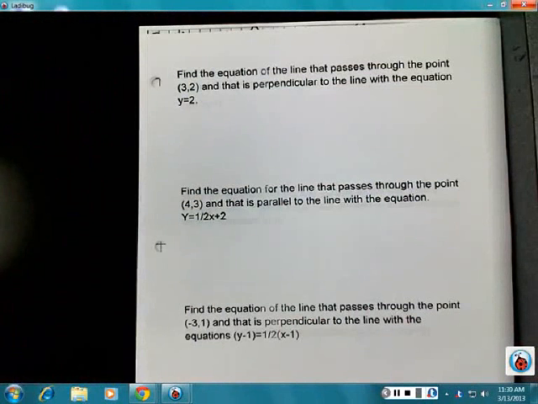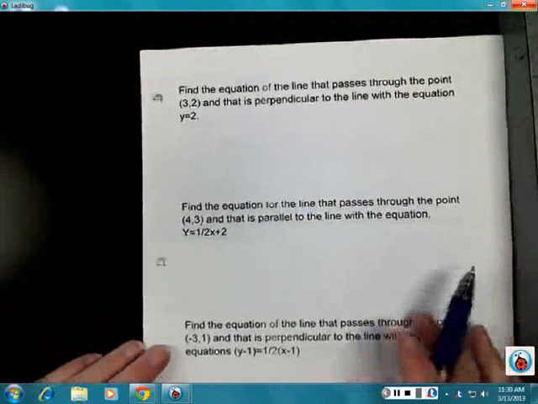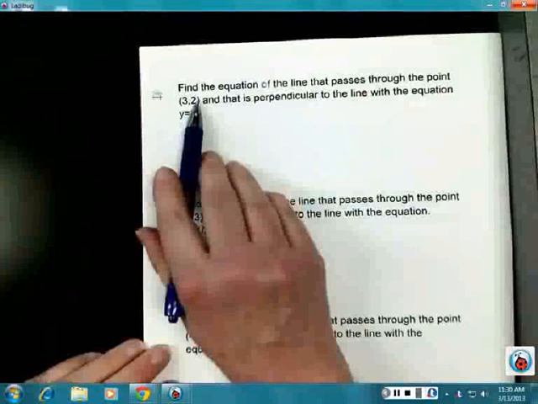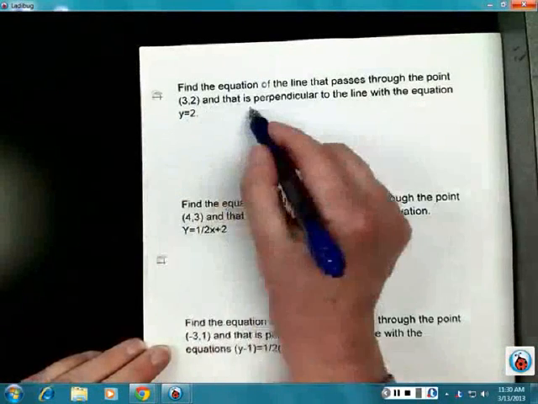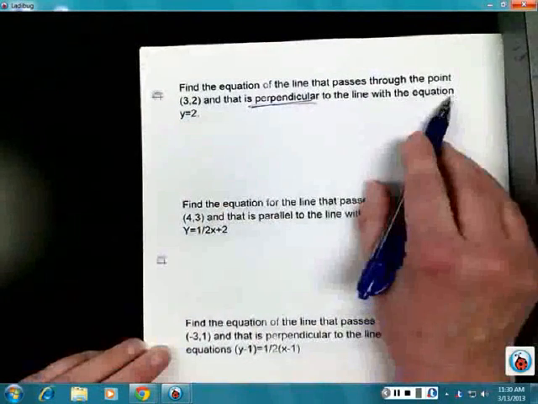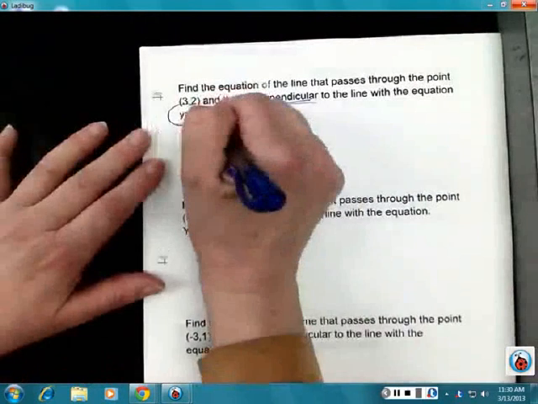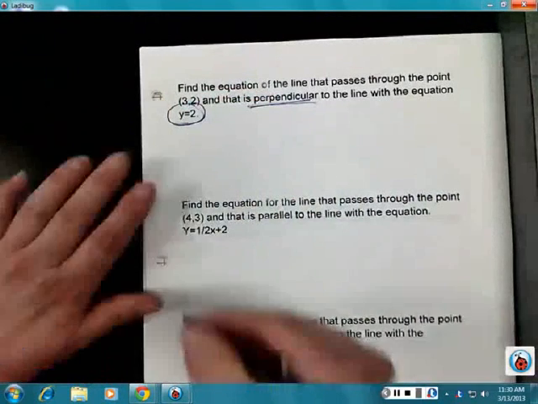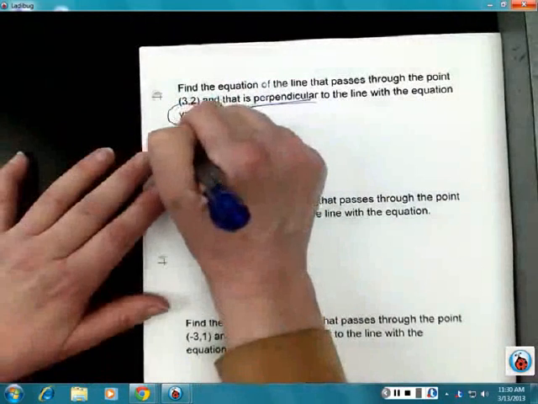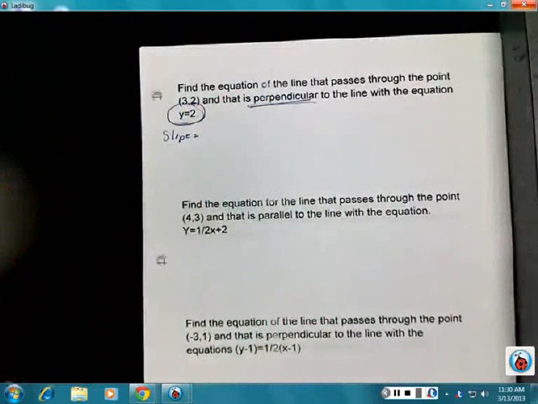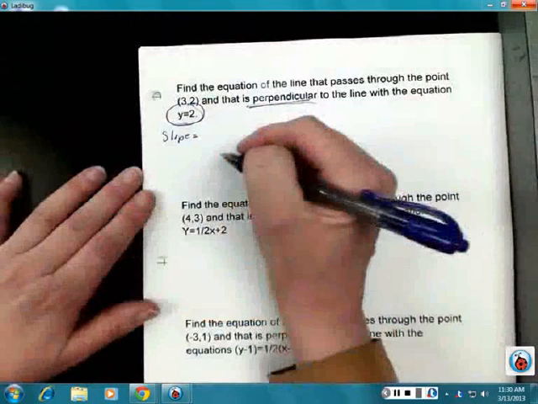What about the next one on your sheet? Let's find the equation of the line that passes through the point (3, 2) that is perpendicular to the line with the equation y equals 2. What do we know about y equals 2? Back to that one again. What do we know about it? What's its slope? Is it a vertical line or a horizontal line? Horizontal. So what's its slope?